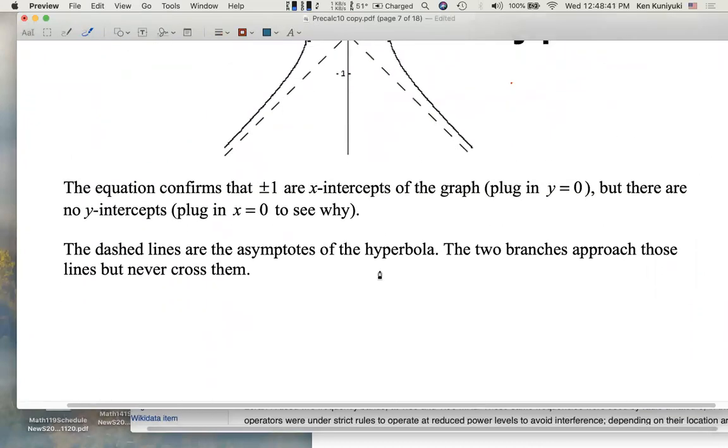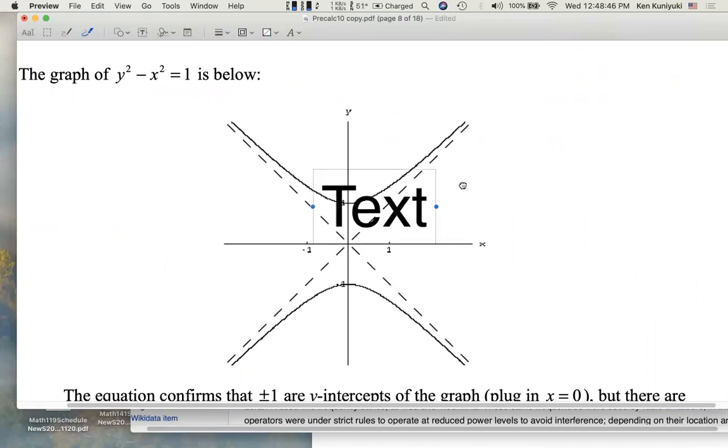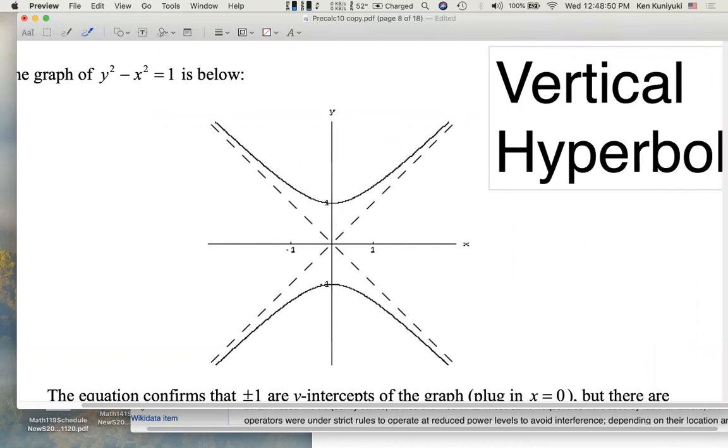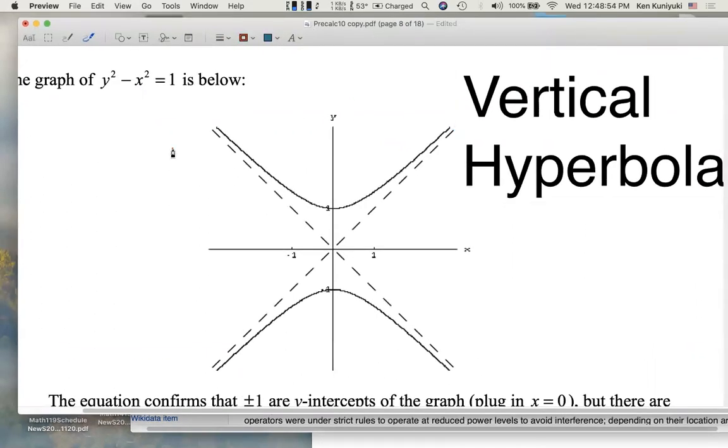Now, over here, y squared minus x squared equals 1. Here we have a vertical hyperbola that opens up and down. Again, in this class, we're not going to rotate these things 45 degrees or anything. That's from Math 151. We know it's a vertical hyperbola because the y squared term is to the left of the minus sign, and the x squared term is to the right of the minus sign, equals a positive number. We want a positive 1 here for standard form.